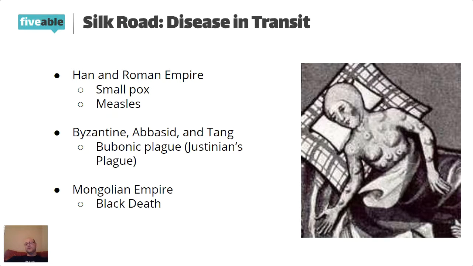Justinian was probably the most famous emperor in the Byzantine Empire, and this plague is going to wreak havoc on the Byzantine Empire when it hits. And then we have the Mongolian Empire, and we have the Black Death, which kills 1/3 of the population in Europe, and it also killed many, many others in China and in the Middle East.